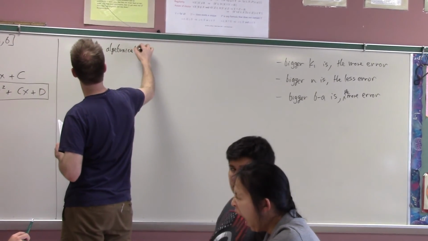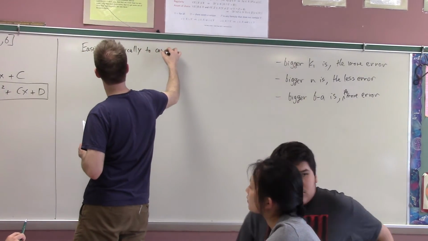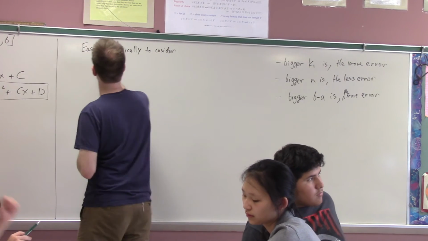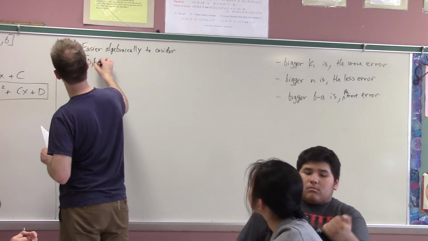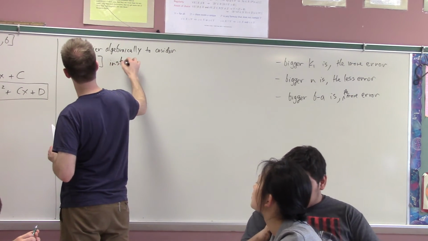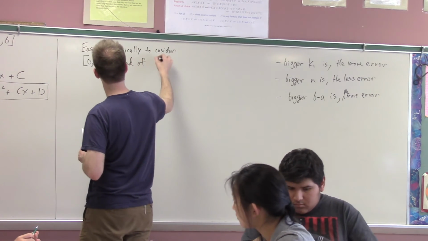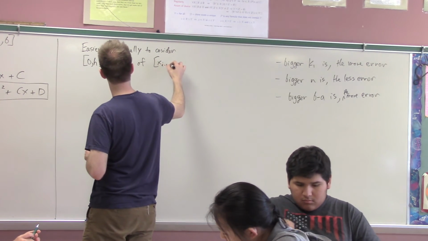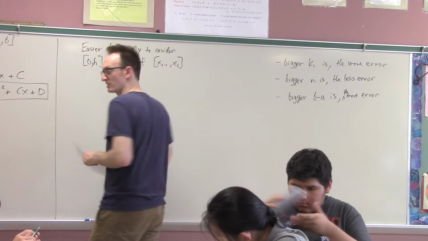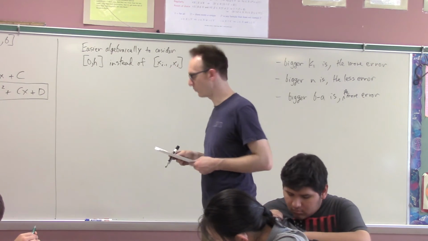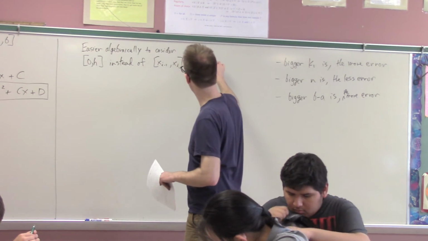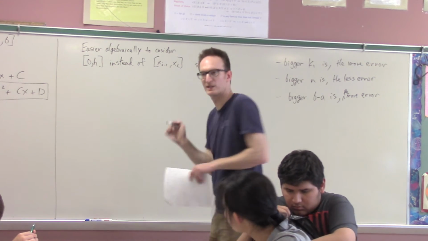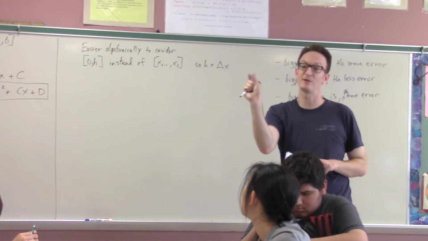It is easier algebraically to consider the interval from 0 to h instead of the interval from x of i minus 1 to x of i. The logic is still the same. So what is h? h is just delta x. So let's temporarily use little h to refer to delta x.